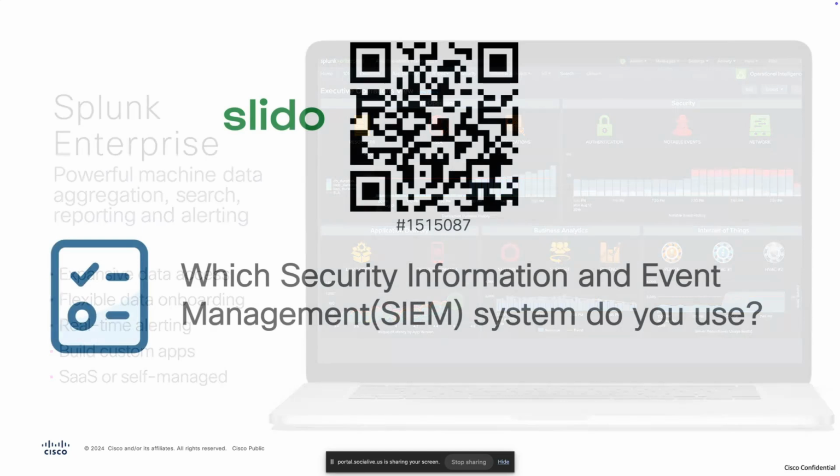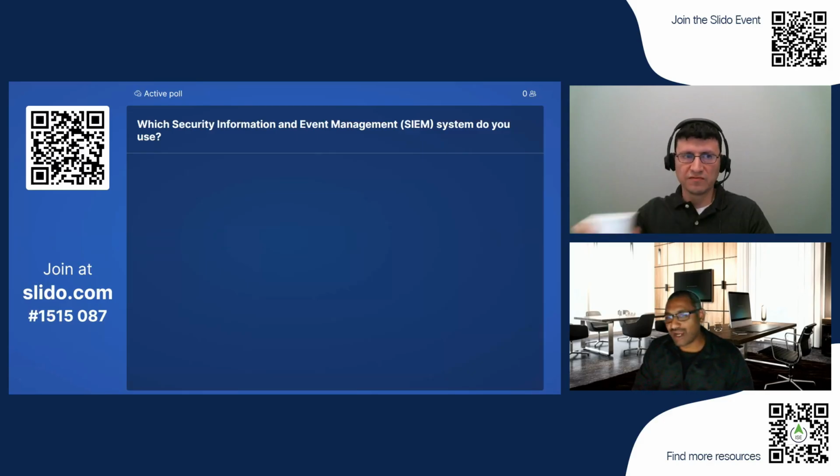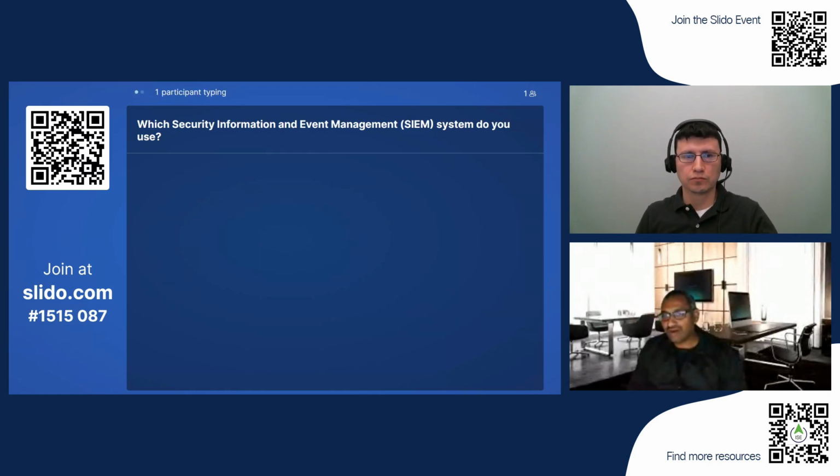Now, with that, I wanted to ask you a question to start with, a Slido question. This is my first Slido question. Which security information and event management, SIEM, system do you use? You can participate in this Slido question by scanning the QR code available, or you can even participate by the event code itself. So I'm going to give you some time to give me those results.